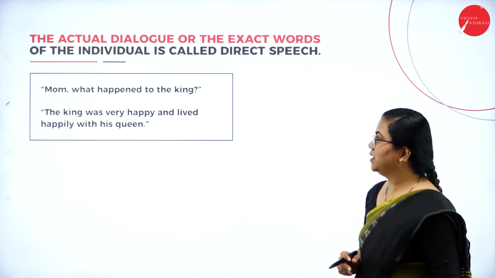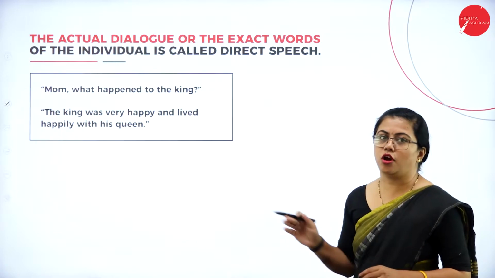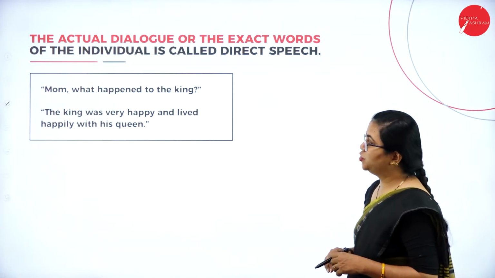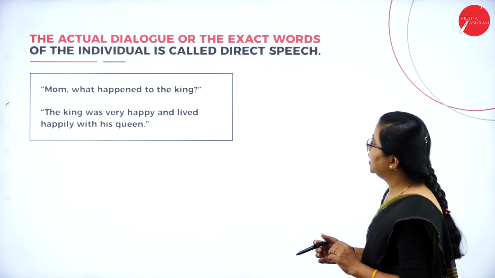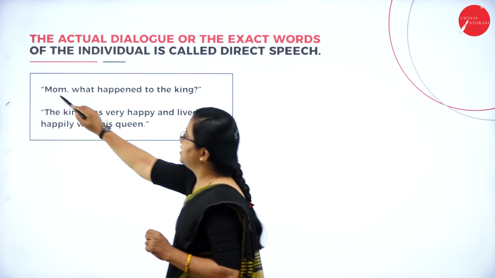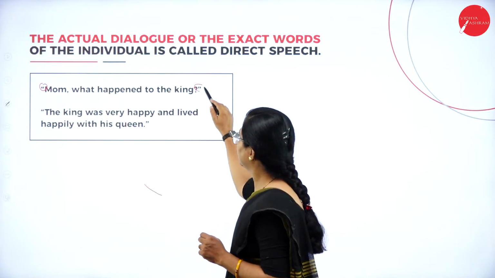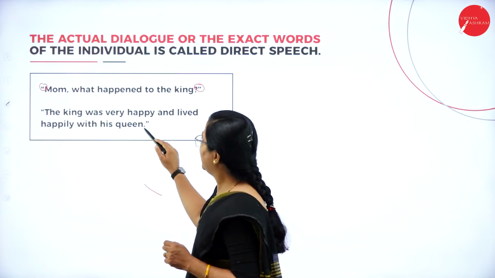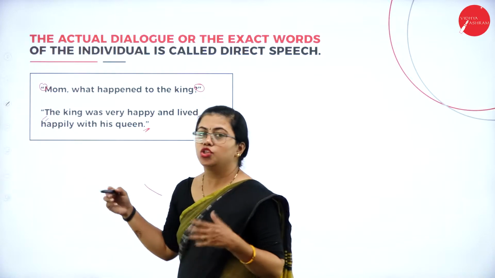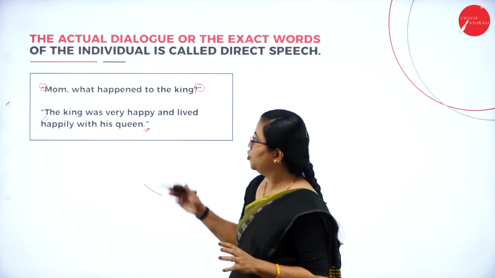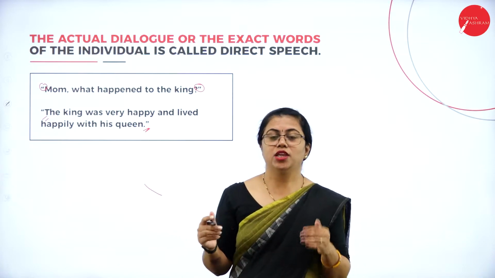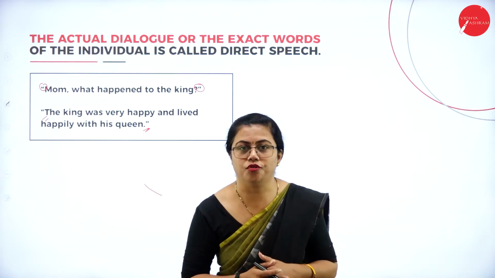Here you can see in the first set of conversation, "Mom, what happened to the king?" "The king was very happy and lived happily with his queen." You can see that there is an inverted comma here, and here also you can notice that. So you can understand that this is some dialogue that is happening here. Since this is a dialogue, you are quoting the actual words of the speaker.